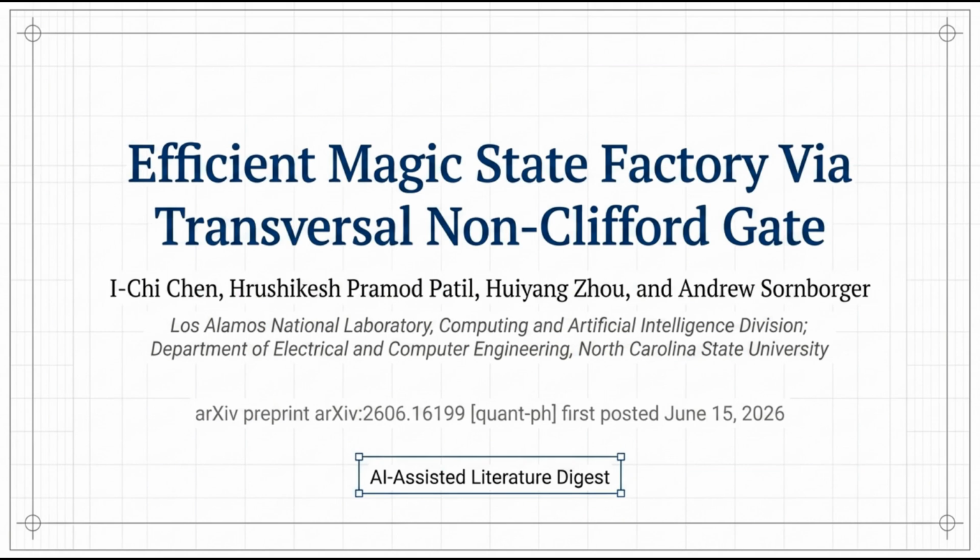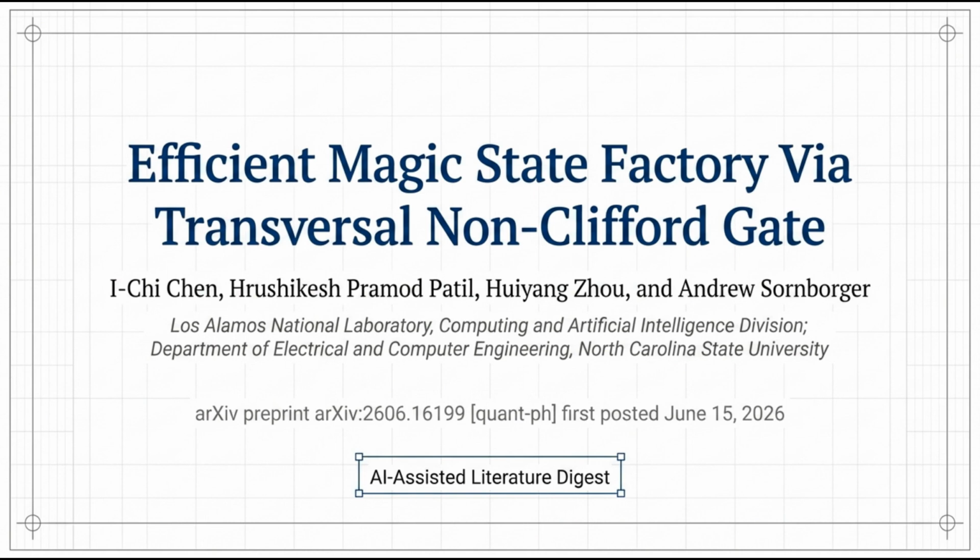This literature digest focuses on a technically notable paper titled, Efficient Magic State Factory via Transversal Non-Clifford Gate, co-authored by I-Chi Chen and Andrew Sornborger from Los Alamos National Laboratory, and Hrishikesh Pramod Patil and Huiyang Zhou from North Carolina State University. Published on June 16, 2026, this work provides a rigorous comparative analysis of magic state preparation techniques for fault-tolerant quantum computing. Specifically, the authors carry out end-to-end simulations of code switching and contrast its performance against magic state cultivation, establishing new protocols and benchmarks for hardware architectures with all-to-all connectivity.